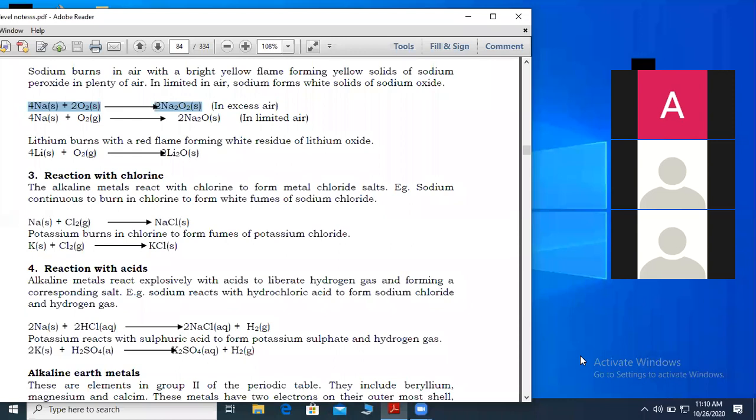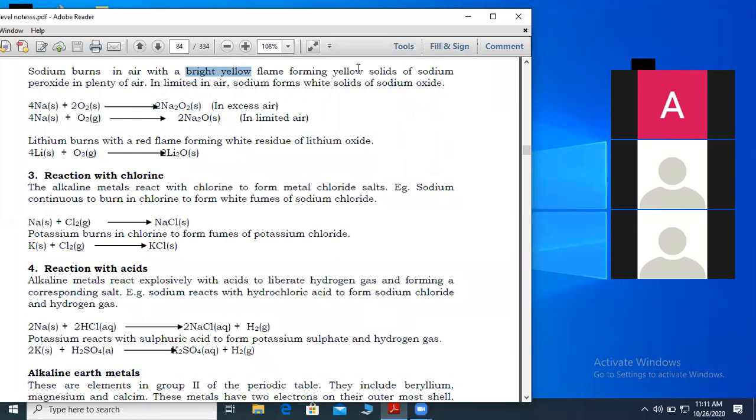Okay, thank you. The color of sodium peroxide is yellow, and the color of sodium oxide is white. Sodium oxide is white, and sodium peroxide is yellow. But for both of them, the color of the flame is yellow. The color of the flame is a bright yellow flame, just in case they ask.